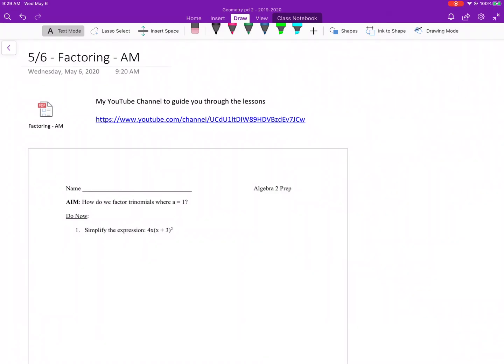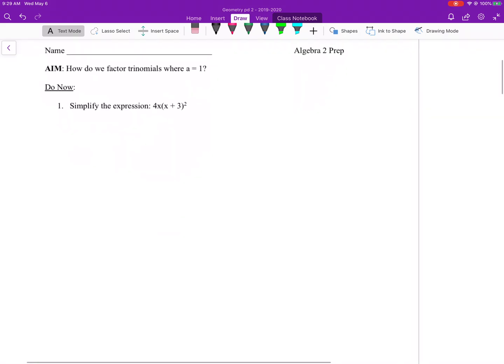Good morning, guys. Welcome to today's lesson, May 6th, Factoring AM. Let's take a look at today's do now. Simplify the expression 4x times (x plus 3) squared.